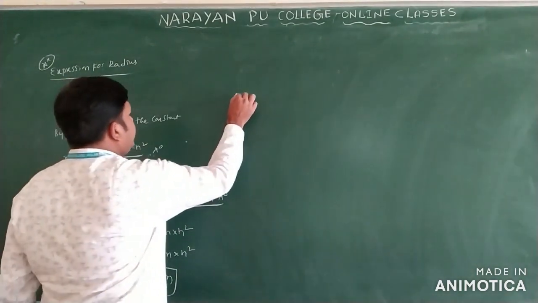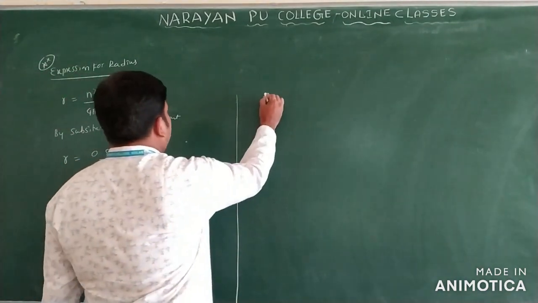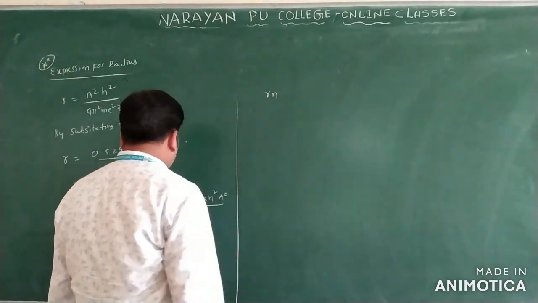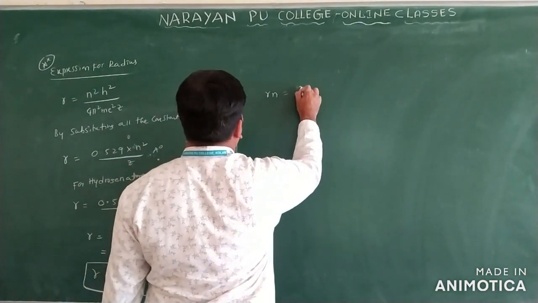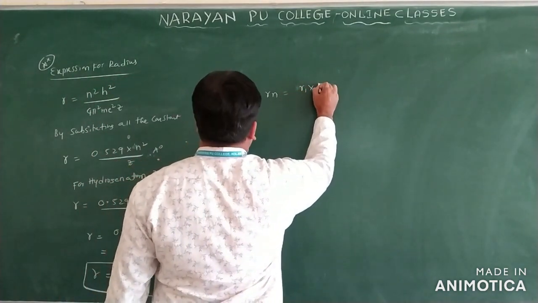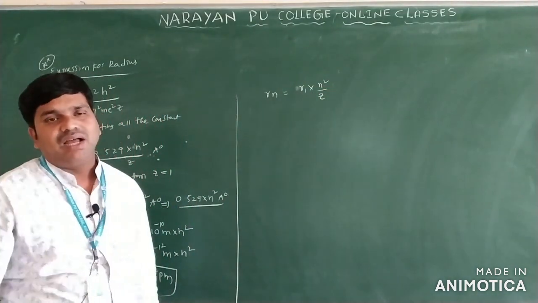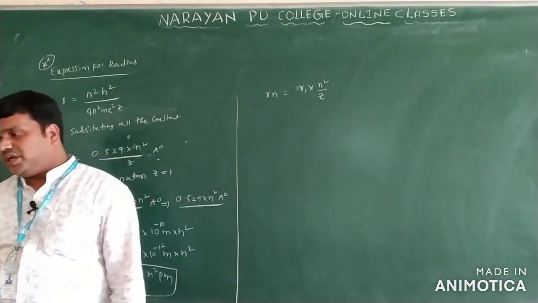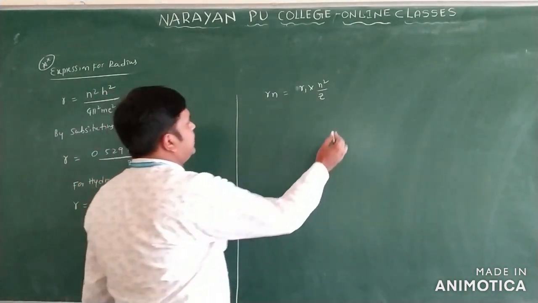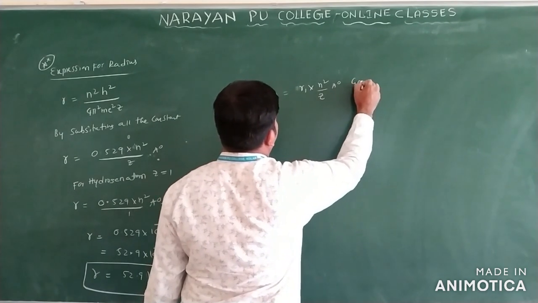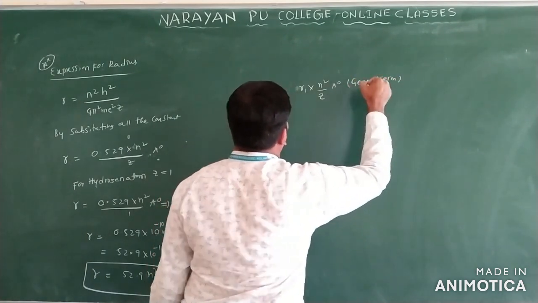Okay. Now suppose you want to write the radius of the nth orbit only. I will write the radius of the nth orbit, Rn, that is equal to R1 into n square by Z only. Rn is equal to R1 into n square by Z. This is the general formula, and you can write angstrom here.